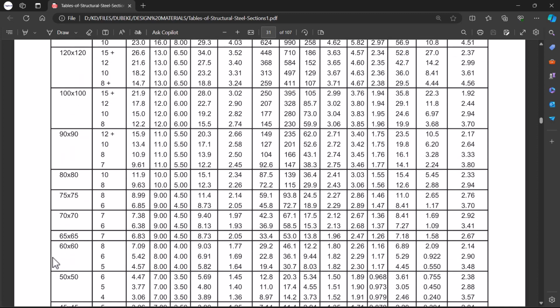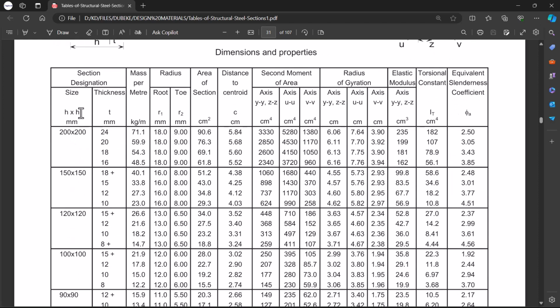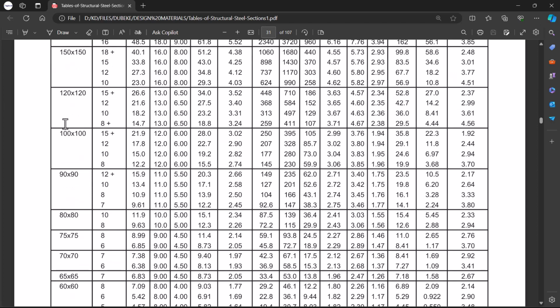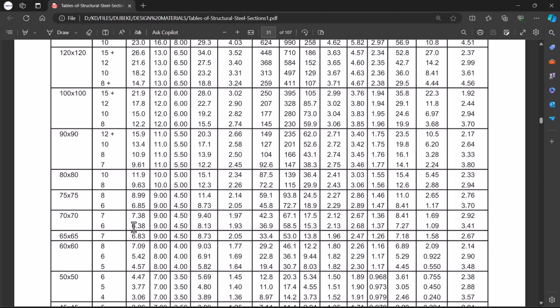So I want to build a member of 70 by 70 by 7. This represents the thickness, while this is the length times the breadth, or h by h, because they are mostly the same thing. So I will have to input my length and my width, then input the thickness, and as you know, this is our mass per meter in kg.